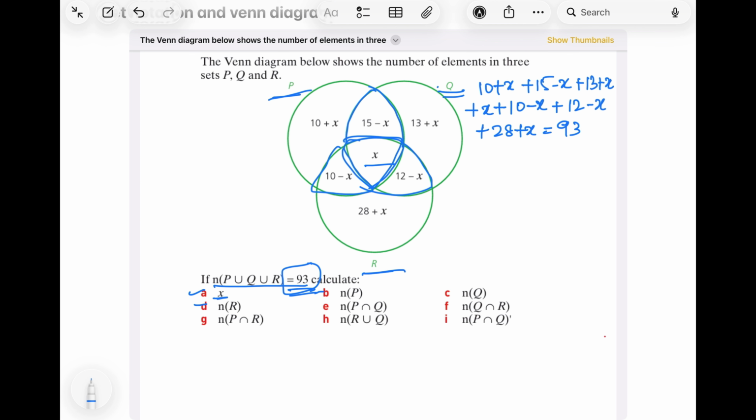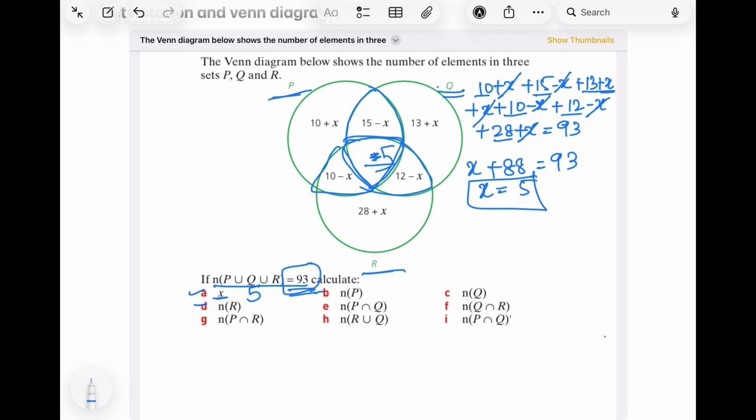Now we have added. Now we'll collect the like terms. Plus x minus x cancel, and again plus x minus x cancel, same plus x minus x cancel. We only get one x. Now we'll add the remaining numbers. 10, 15, this is 25, 38, 48, 60 and 88. So 88 is equal to 93. So now what will be the value of x? x will be 93 minus 88, which is equal to 5. So we just got the value of x. That means this x is 5 here.